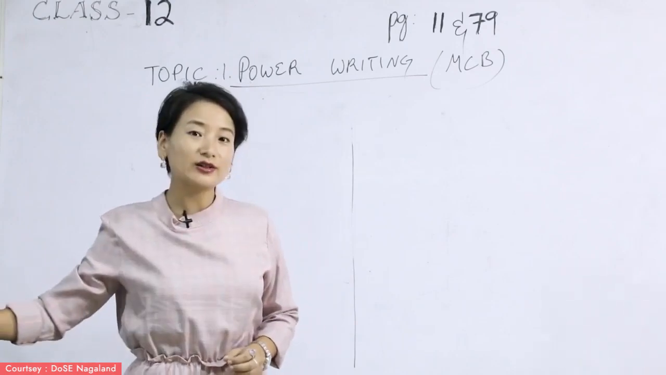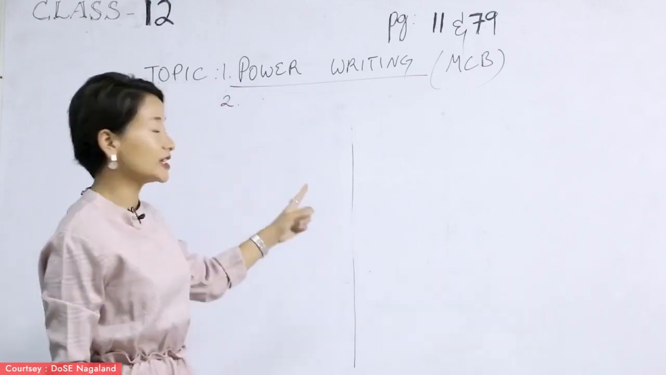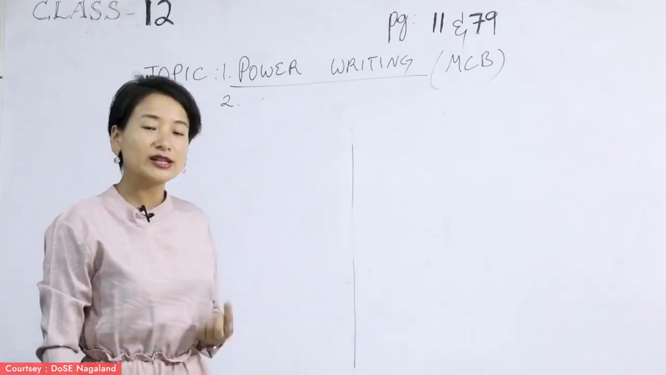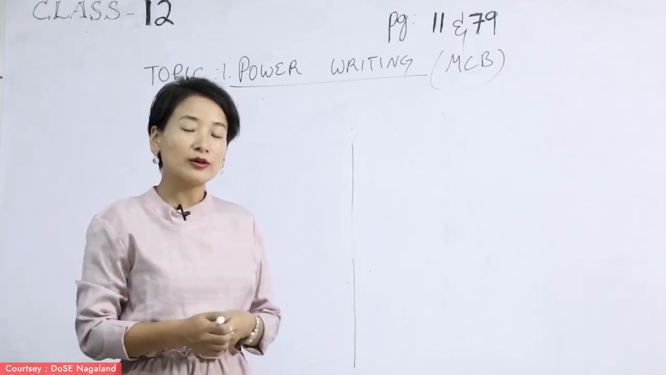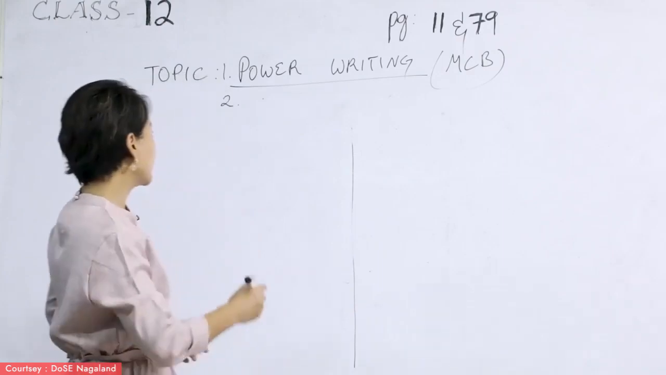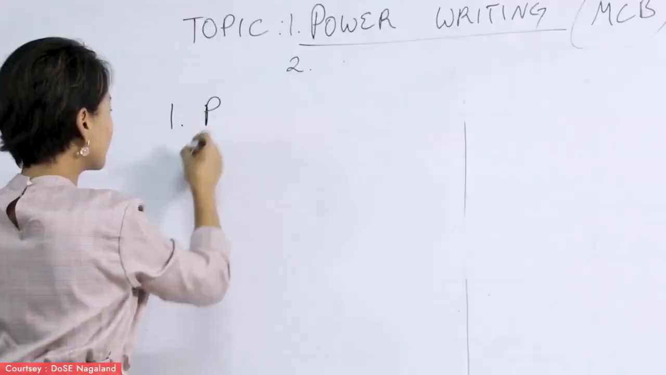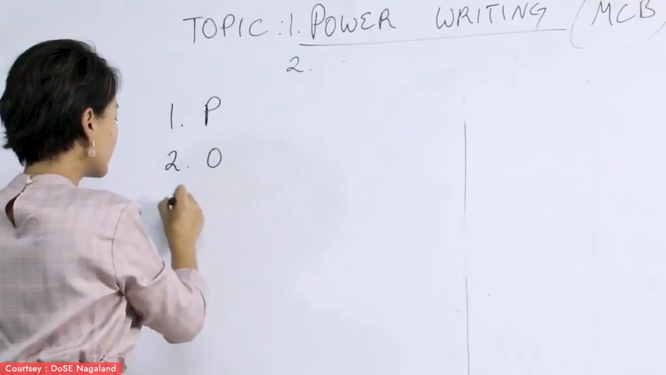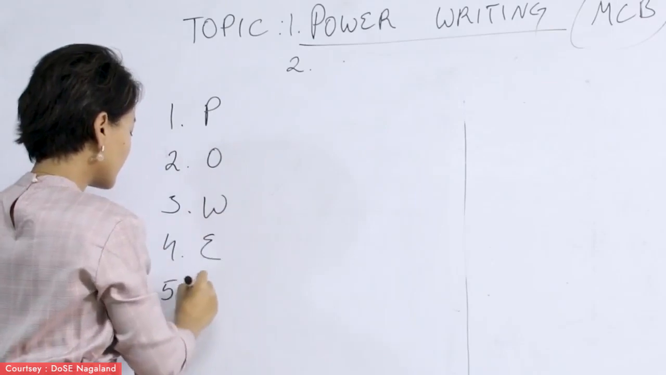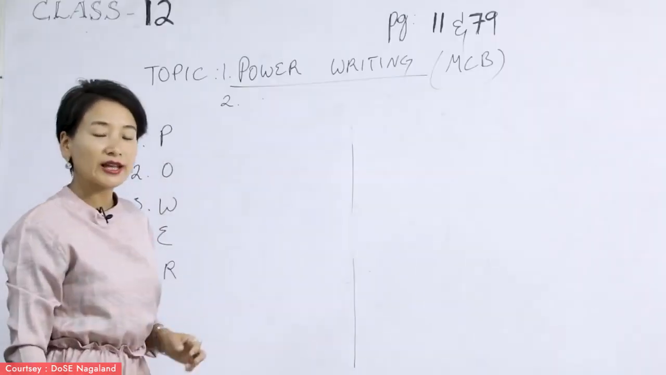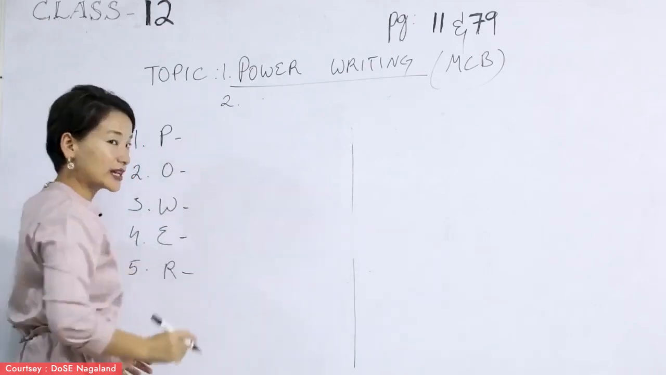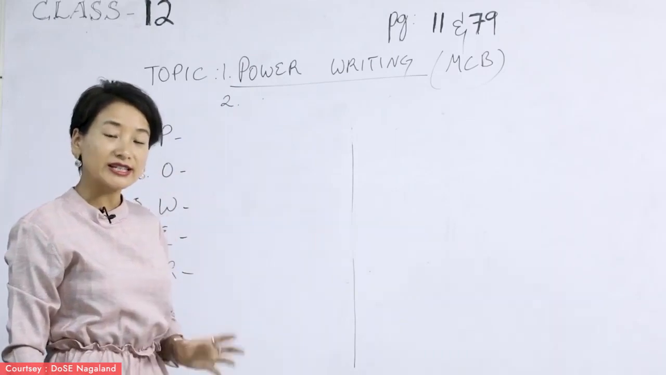So let's first take a look at the topic, that is power writing. You will find it on page 11. As you can see under power writing here, it is written as an acronym, that is POWER, and these letters represent different things to do with your writing skills.